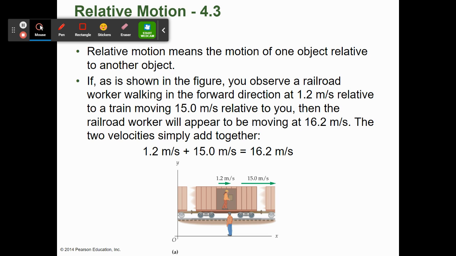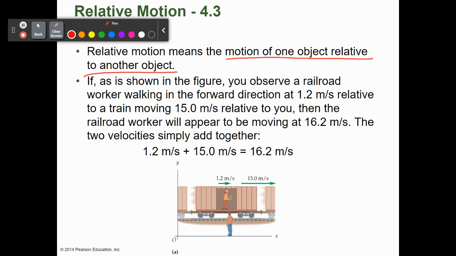So relative motion means the motion of one object relative to another. We talked about frame of reference, and most of the time our frame of reference is the Earth or the x-axis or something like that. But now we're going to look at two objects. They're both moving, and their relative motion is the motion of one object relative to the other. So we look at a couple examples.